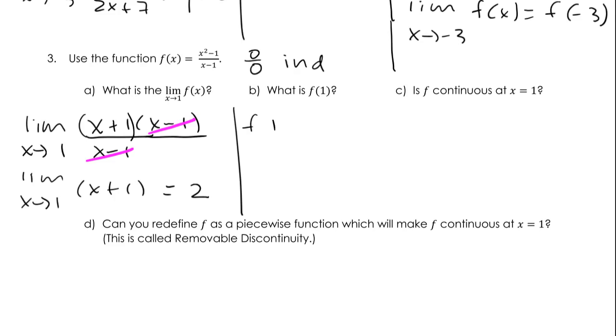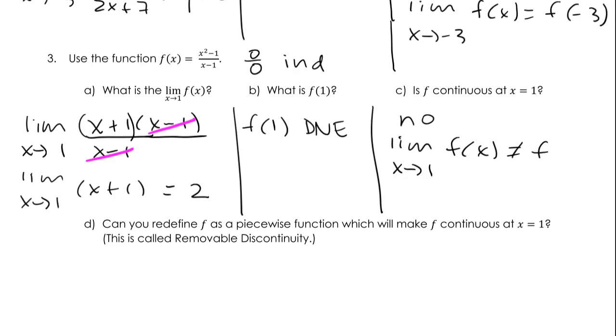What is f of 1? If you try subbing a 1 into the original function, you're going to get a 0 on the bottom, which is no good. So f of 1 does not exist. So is f continuous? No, f is not continuous. Why? Because the limit as you approach 1 is not equal to the output at 1, because the output at 1 didn't exist. Okay, so we don't have continuity here.